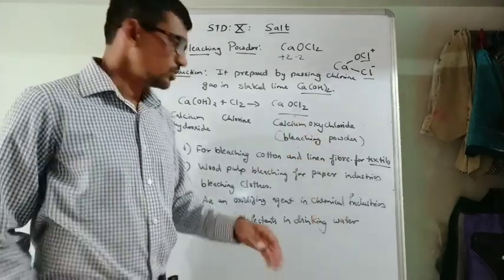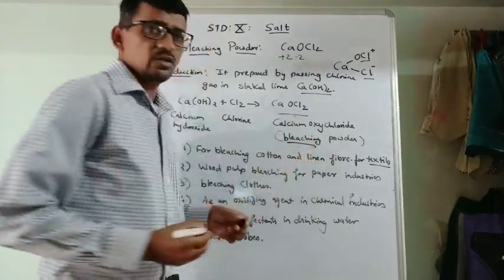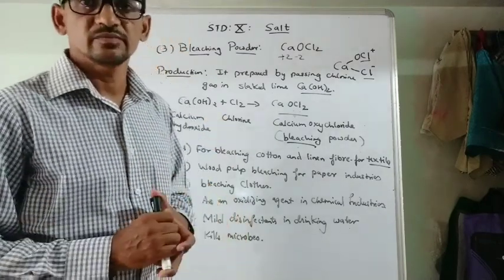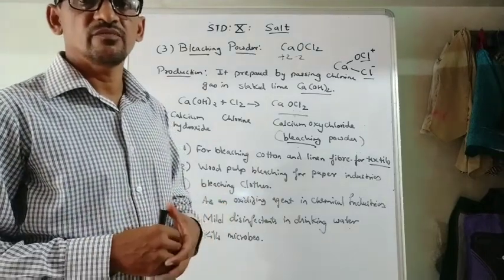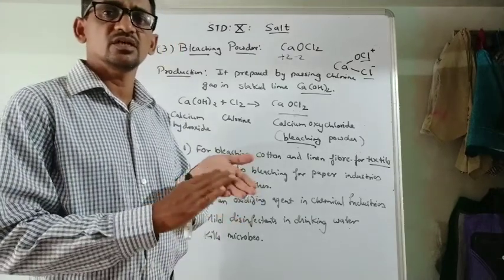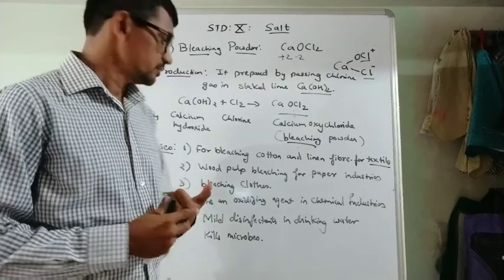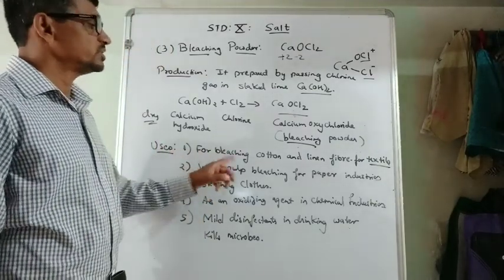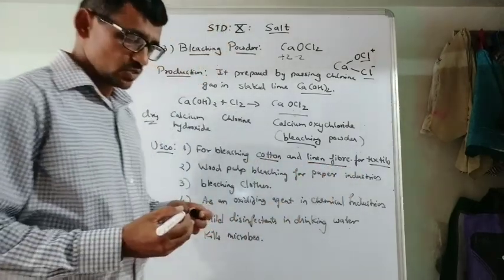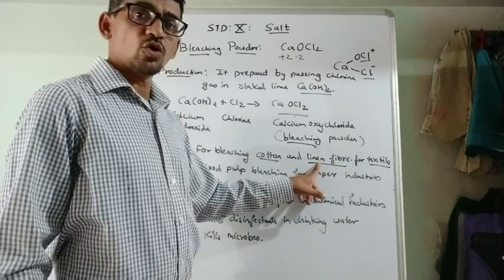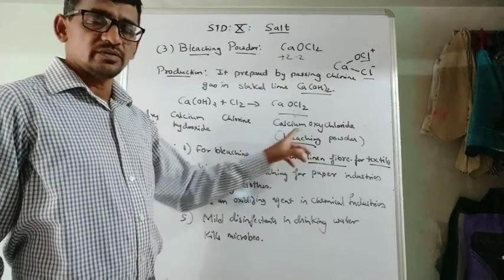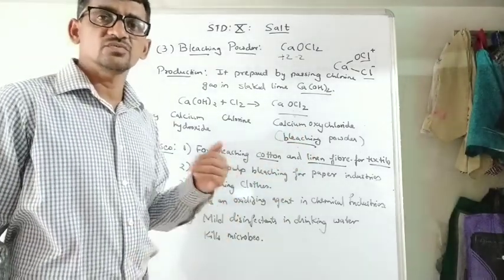Bleaching powder: what is the meaning of bleaching? Bleaching means it makes the surface dry, microbe proof, nature proof, sunlight proof, and makes the surface hard. That is known as bleaching. Therefore it is used for bleaching cotton, cotton fiber or linen fiber or wool. We have to bleach with this bleaching powder, then the surface of the cotton remains as it is for a long time.